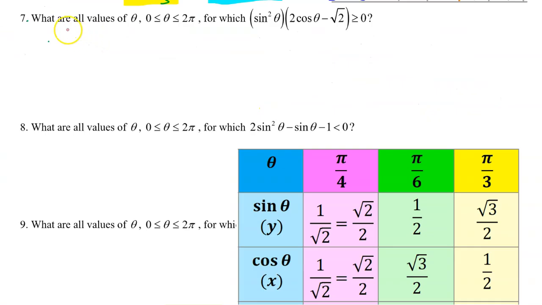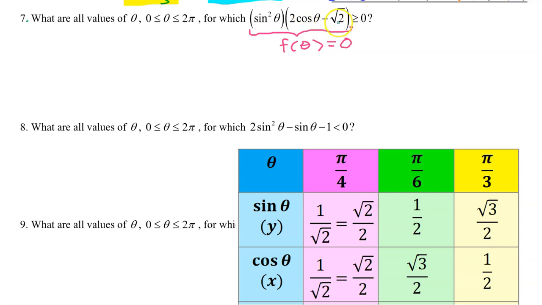Number 7. What are all values of theta on the interval from 0 to 2 pi for which sine squared theta times 2 cosine theta minus radical 2 is greater than or equal to 0? As before, let's call the left side of the inequality f of theta, and we're going to make an f of theta sign chart. To make an f of theta sign chart, we need to find where f of theta is equal to 0.